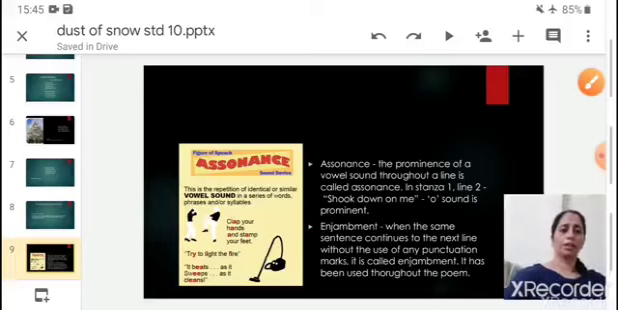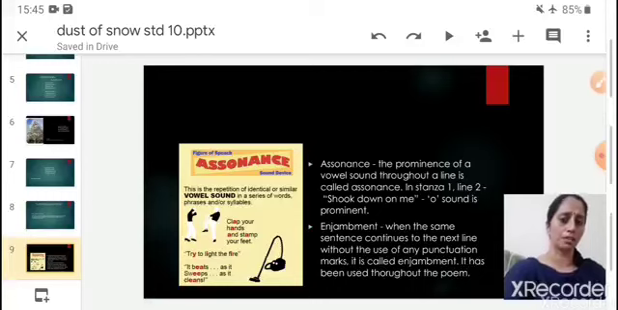Now, initially itself I told you that there are no punctuation marks used in the poem. Yes, there is one at the end, and that's a full stop. So there is a continuous flow in the poem. Such poems are called enjambment. Let us read what an enjambment is.